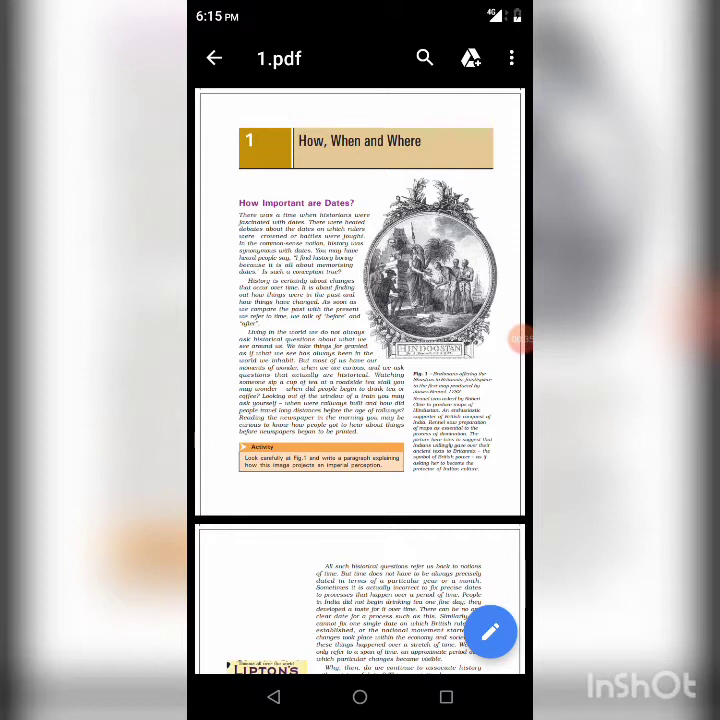How important are the dates? Have you ever thought why dates are so important? Remembering dates is not so easy. Is it not an easy task, or is it not an easy job? Moreover, it is not even an interesting task for many of us. But have you ever thought why we need to remember dates or why we should study history?